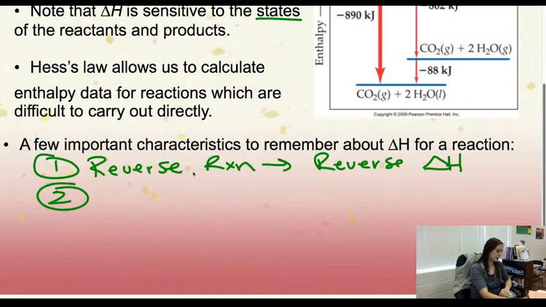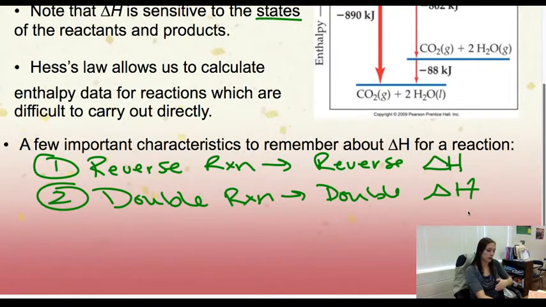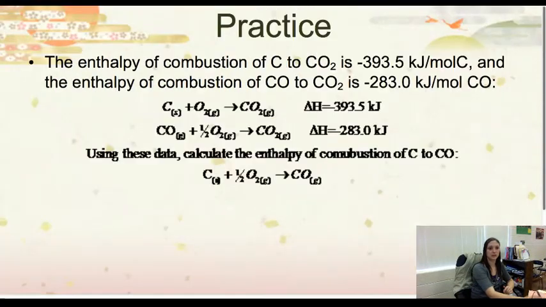The second characteristic is that if you double or quadruple or half or third a reaction, that means you have to do that same to the delta H, because delta H is dependent on the amount, with your moles. Okay, so if you have to double something, you've got to double the delta H. So let's look at an example, and hopefully this will make a little more sense.